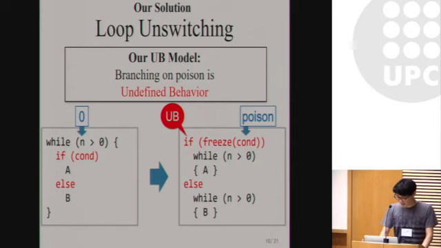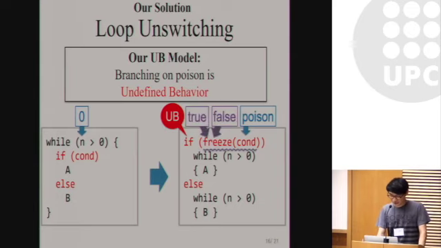Now, the compiler can handle this problem by inserting a freeze around the condition. Since the freeze non-deterministically converts poison into defined values, freeze of the condition can yield either true or false, but never poison. Thus, the branch performs a non-deterministic jump, not undefined behavior. This way, the loop unswitching can be validated.